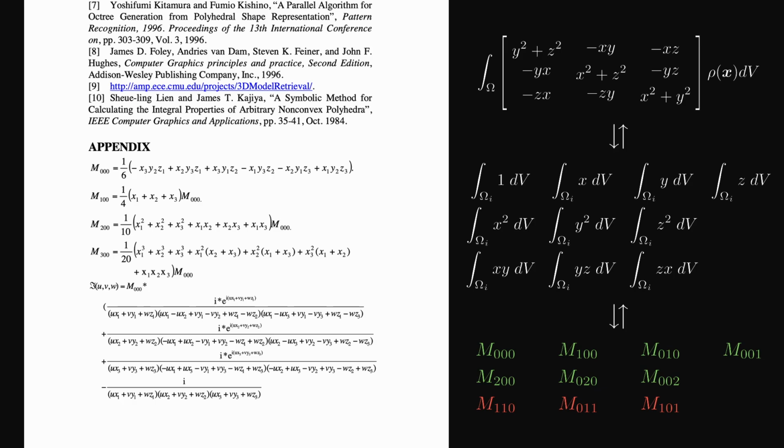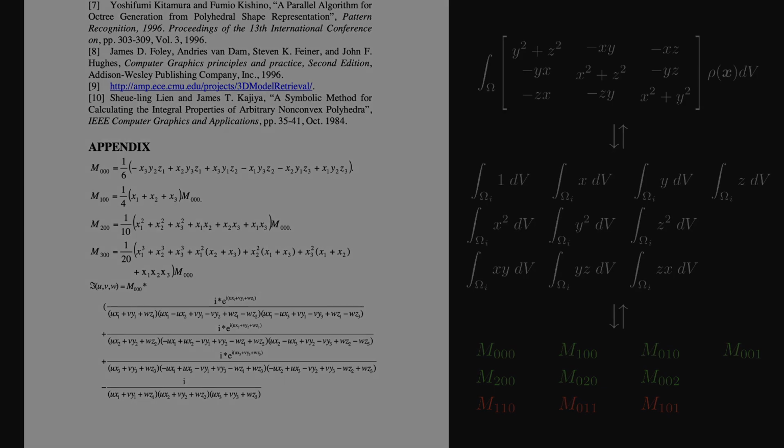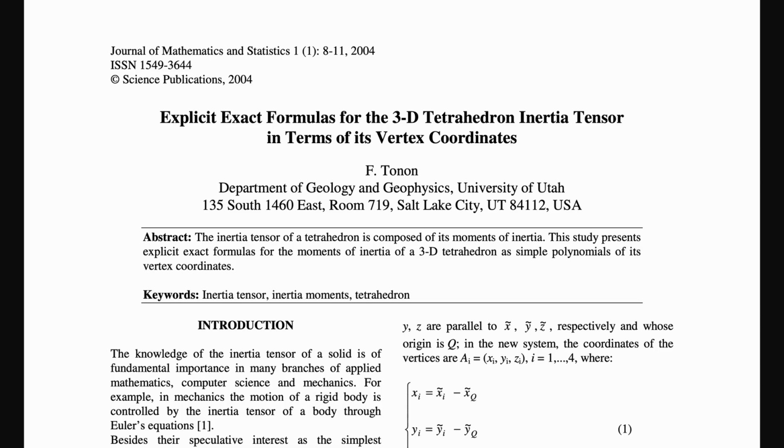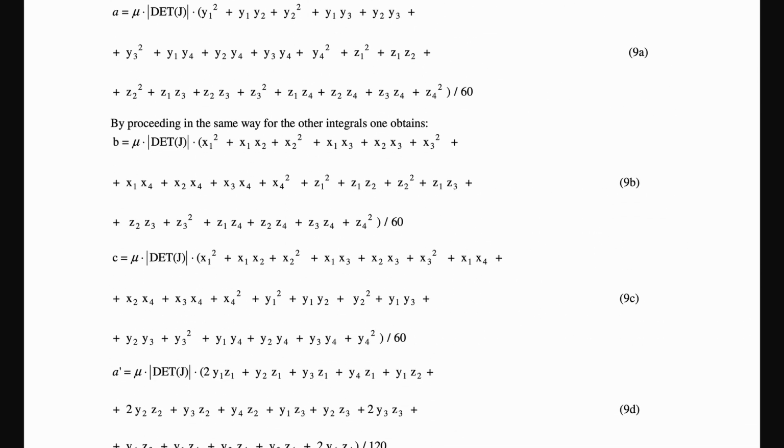And because I didn't know how to integrate these expressions for arbitrary tetrahedrons, I had to seek yet another resource for that. I found explicit exact formulas for the 3D tetrahedron inertia tensor in terms of its vertex coordinates by F. Tonon. It states the required formulas in terms of the vertex coordinates of a tetrahedron, which is really nice. And the idea of the paper is pretty interesting too.